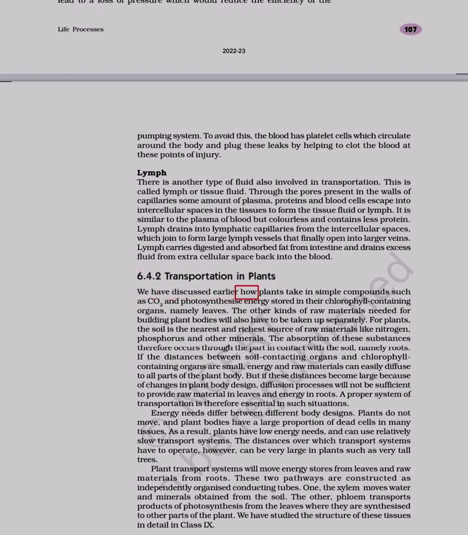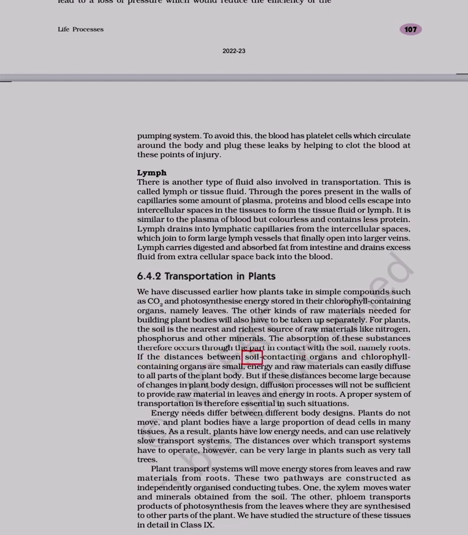We have discussed earlier how plants take in simple compounds such as CO2 and photosynthesize energy stored in their chlorophyll-containing organs, namely leaves. The other kinds of raw materials needed for building plant bodies will also have to be taken up separately. For plants, the soil is the nearest and richest source of raw materials like nitrogen, phosphorus and other minerals. The absorption of these substances therefore occurs through the part in contact with the soil, namely roots.